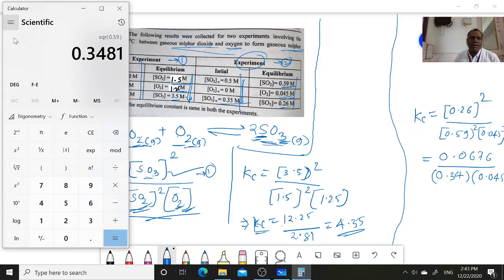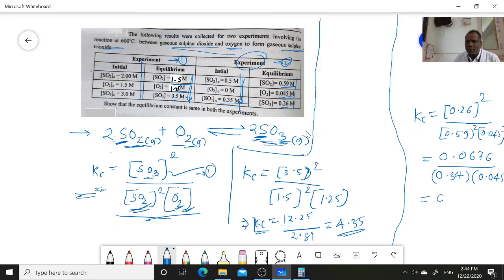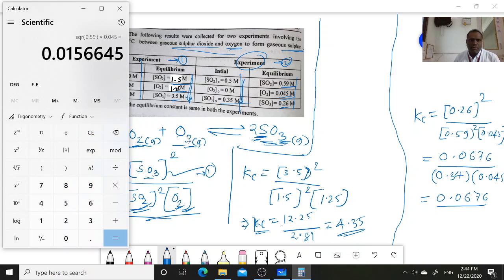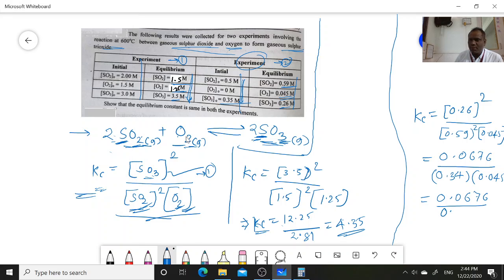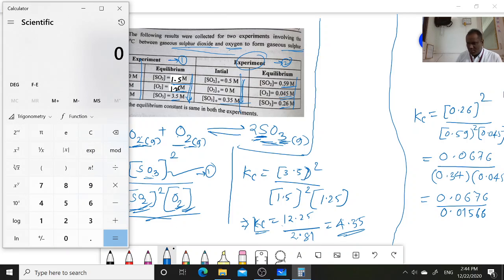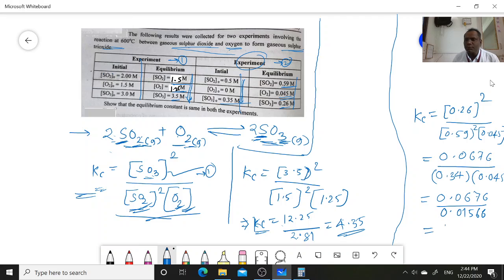That gives 0.01566. So Kc is 0.0676 divided by 0.01566, which is equal to 4.31. This is the equilibrium constant for experiment number 2.